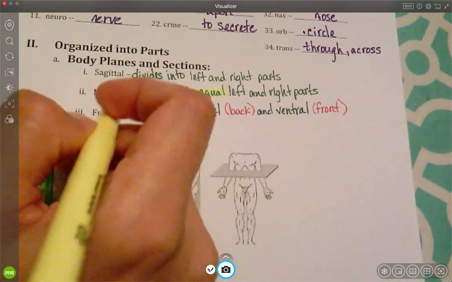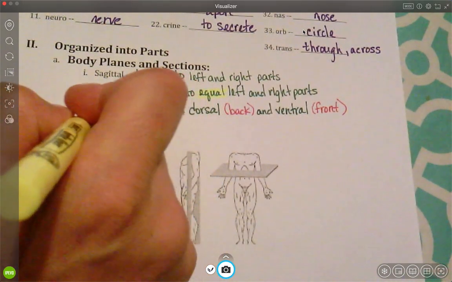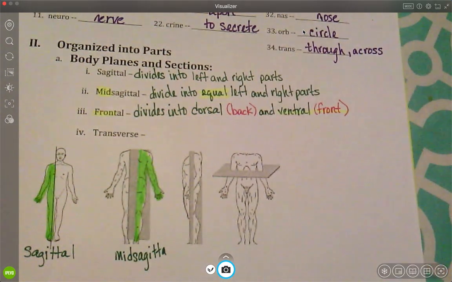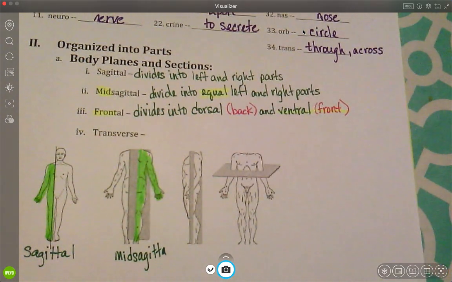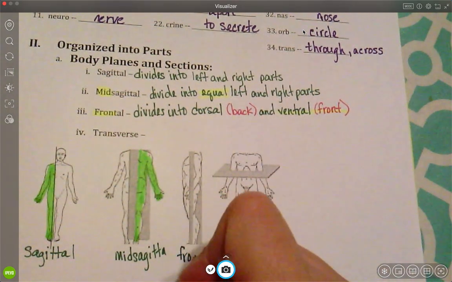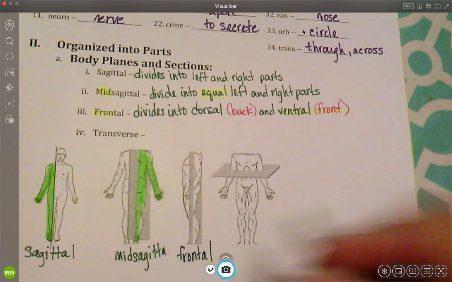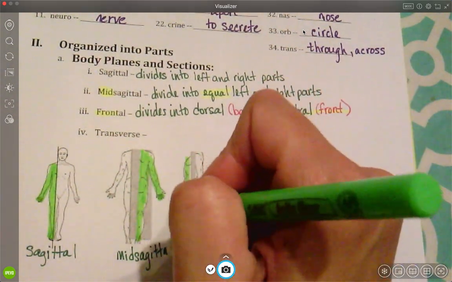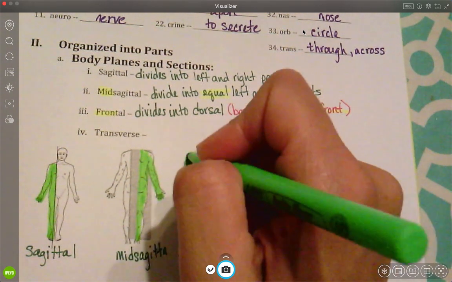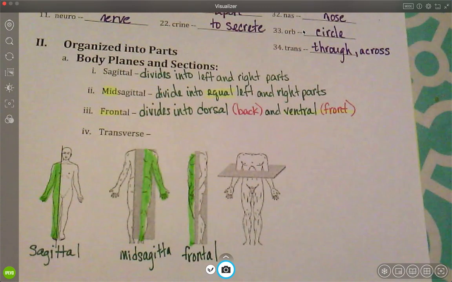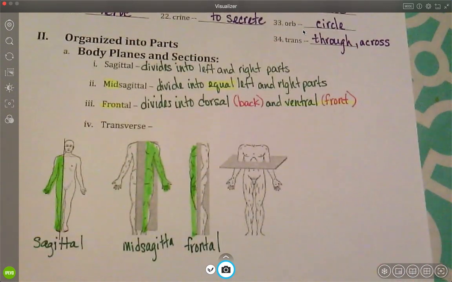And so I'm going to highlight this again so it stands out. So that frontal is ventral or front. So label your picture as frontal. So frontal divides the body into front and back, also known as anterior and dorsal. And then the last one that goes along with this would be transverse.